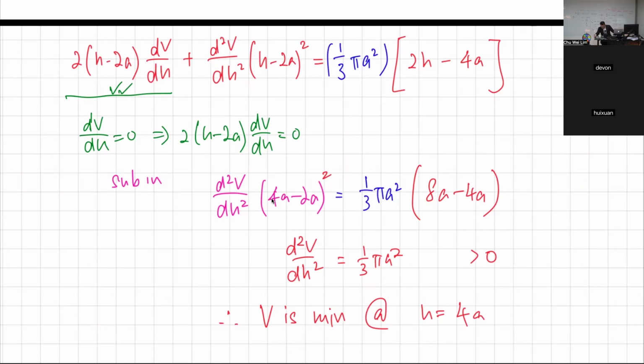Yeah, I wanted pi a square, right? Oh, sorry, that's no a here, that's a square.